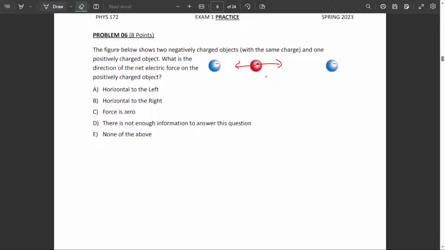And so, from there you might think that the total force would be 0. The two forces cancel out. But one thing to remember is that the electric force drops off with distance. The positively charged object is closer to the object on the left than the object on the right. So this force is going to be larger than this force. What this means is that the net force is going to be in the left direction, so the answer is A.